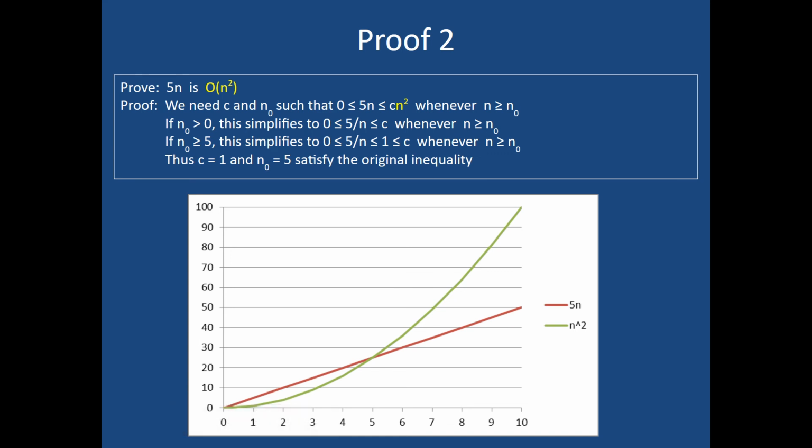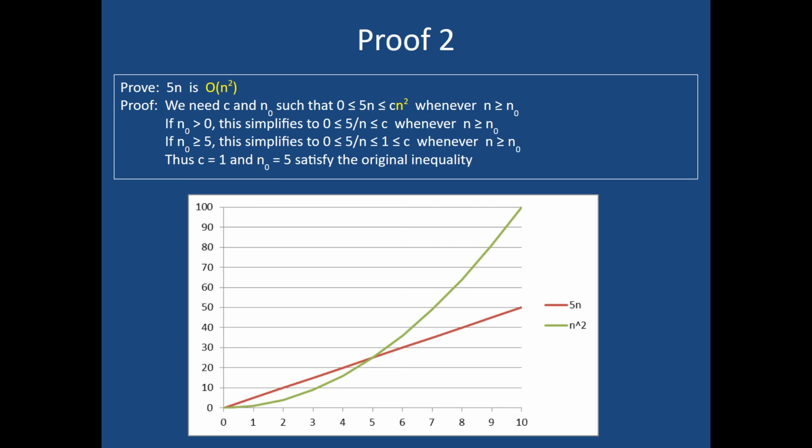Now, suppose I were contrary and I said, okay, I want n naught to be 1. I want you to do a proof that 5n is big O of n squared, but I want you to use n naught to be 1 for whatever reason. What C would work then? If we let our n naught cutoff be right here, what do we have to multiply the green curve by so that it's above the red everywhere to the right of 1?